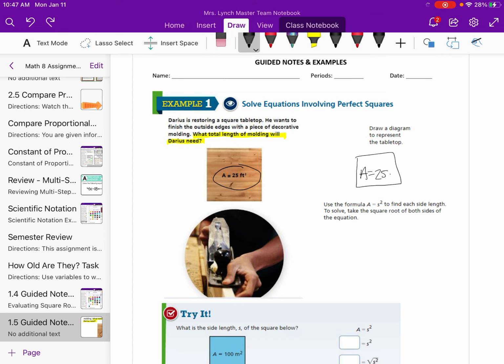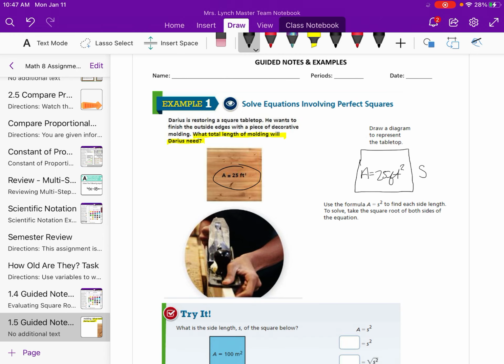I really should make that bigger. Here, let me do this. Let me start fresh with that. Sorry, my drawing skills are terrible. Let's try to make that a little bit bigger, but still a square. That'll be okay. So again, just drawing our own little diagram, 25 feet squared.